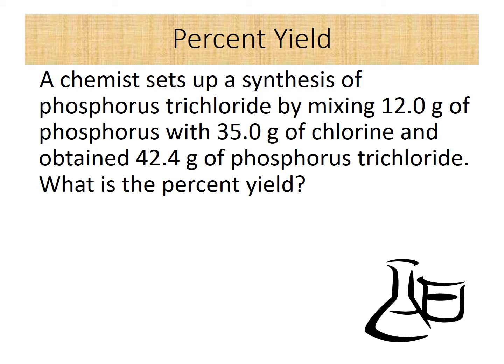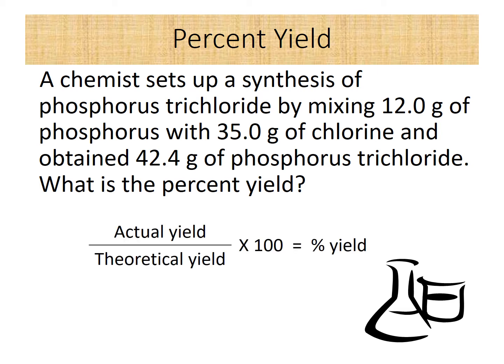Here's our problem. A chemist sets up a synthesis of phosphorus trichloride by mixing 12 grams of phosphorus with 35 grams of chlorine and obtained 42.4 grams of phosphorus trichloride. What is the percent yield? So what we're being asked is, what is the percent yield?